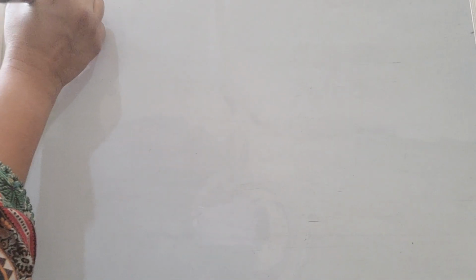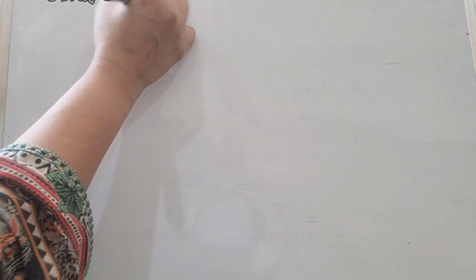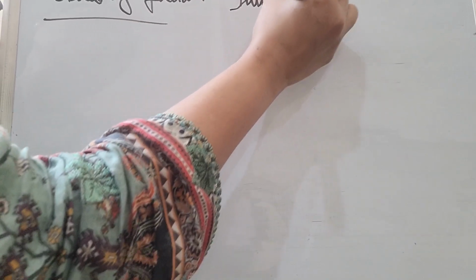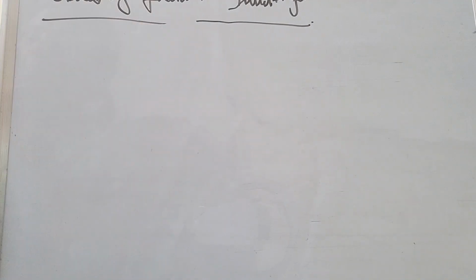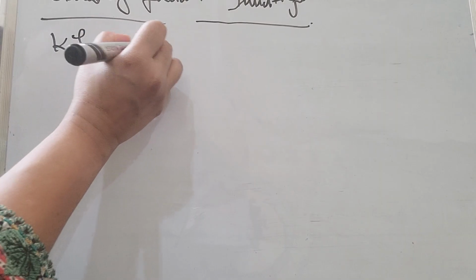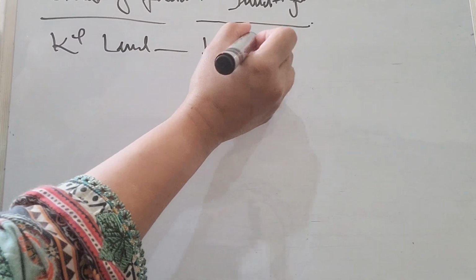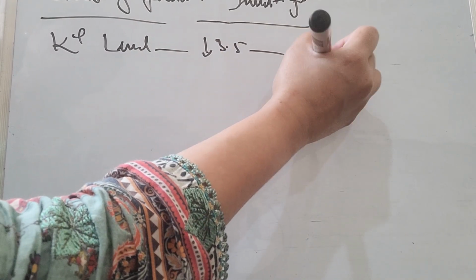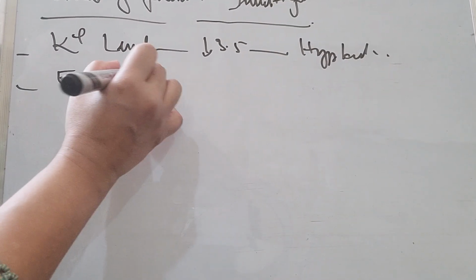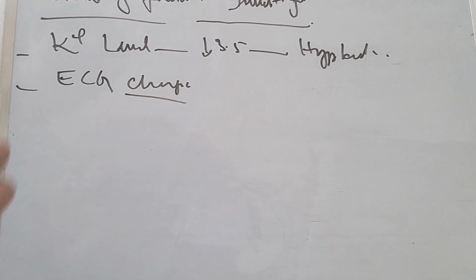Now the laboratory findings, or we can say investigations. Which investigations will show that the patient has hypokalemia? First we will check the serum potassium level. If it is less than 3.5, it means the patient has hypokalemia. Then the ECG changes. ECG changes are very important. This question comes in the exam.